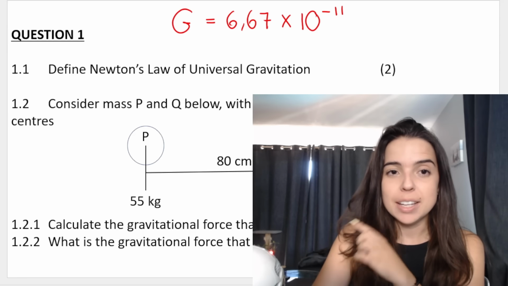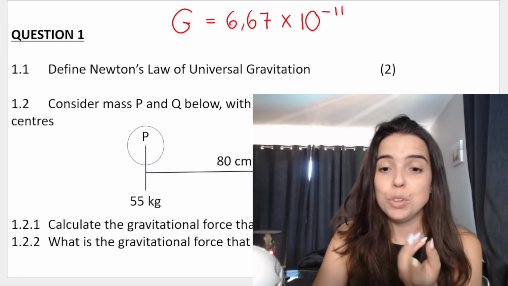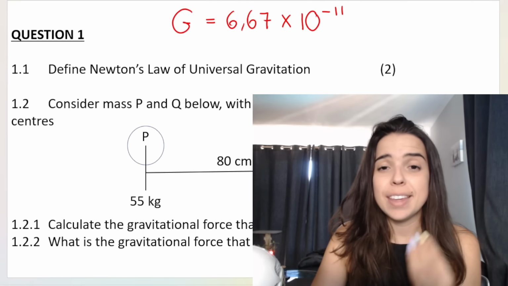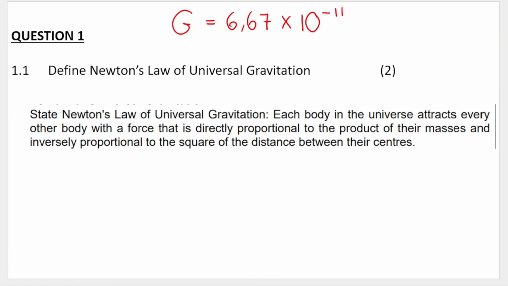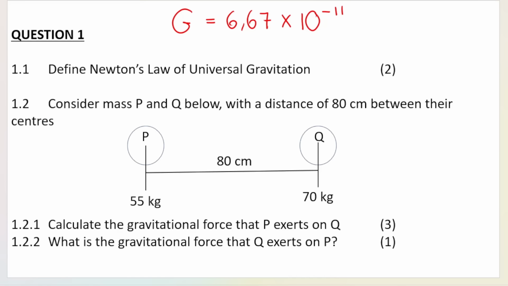So the question behind me says, first of all, define Newton's law of universal gravitation. That's a definition. That's something you're going to get full marks for. And here's the definition over there. That's exactly what you will say. But now let's look at the question itself. We've got mass P and mass Q, and they give me a distance of 80 centimeters between their centers. It's important that they give you the distance between their centers. It's also important to note that in my formula, F equals big G m1 m2 over r squared, my distance must be in meters. So I need to convert this to meters.